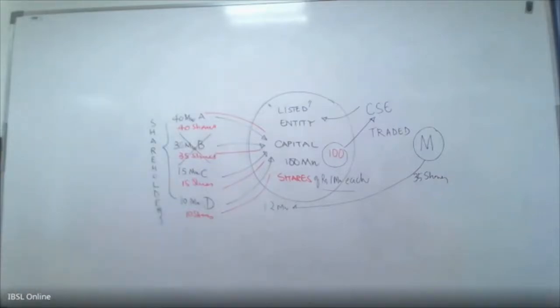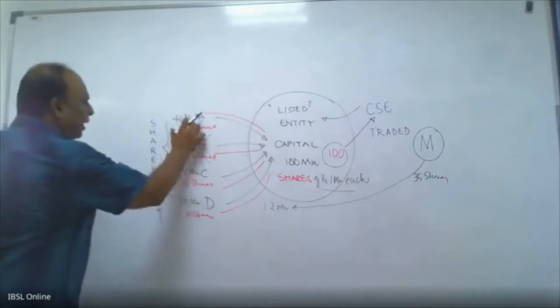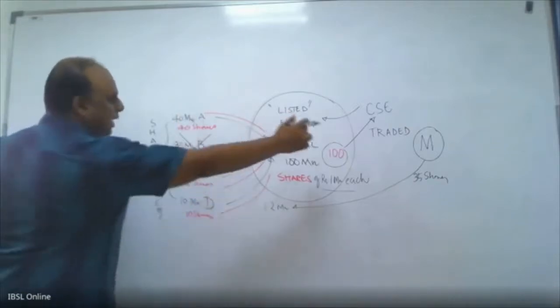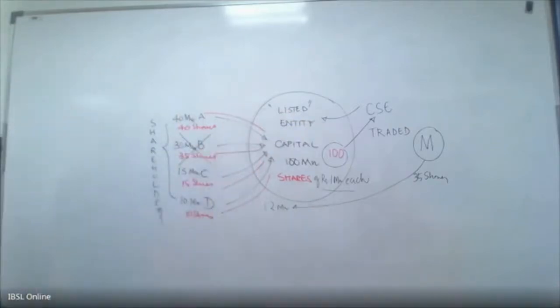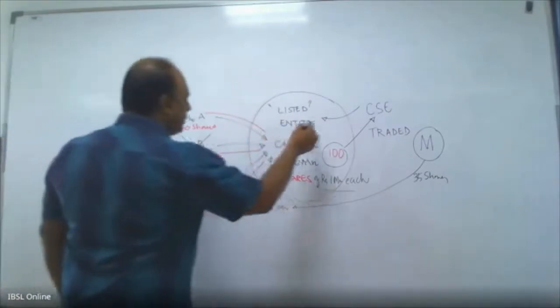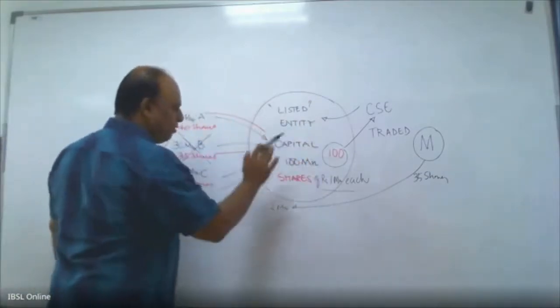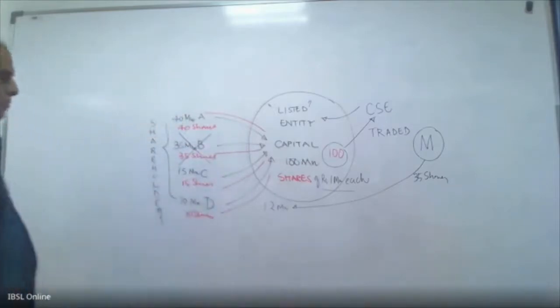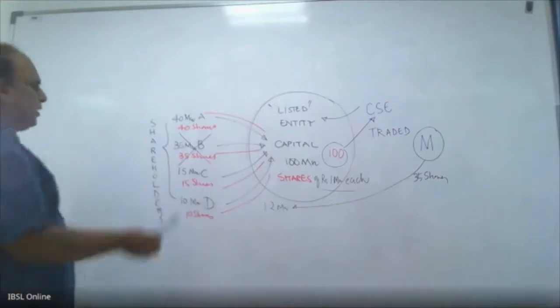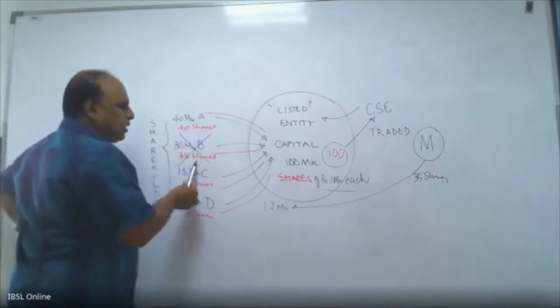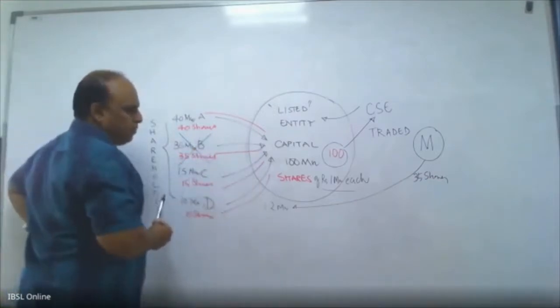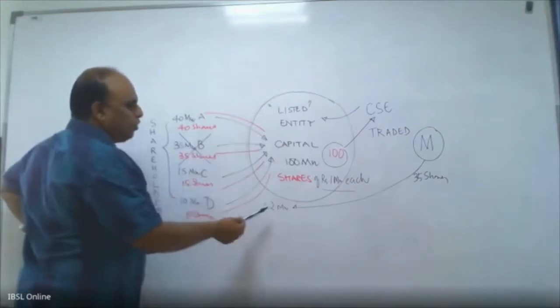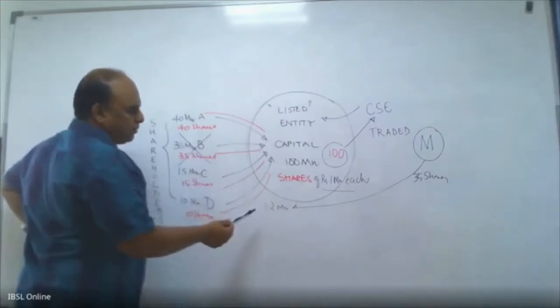They go out of the ownership. So now it will be A, C, D and M. Still, the company's capital will not change. It will remain at 100 million. But now you should ask a question. The shares were purchased by this person by paying 1 million. Now he has sold it for 1.2 million.